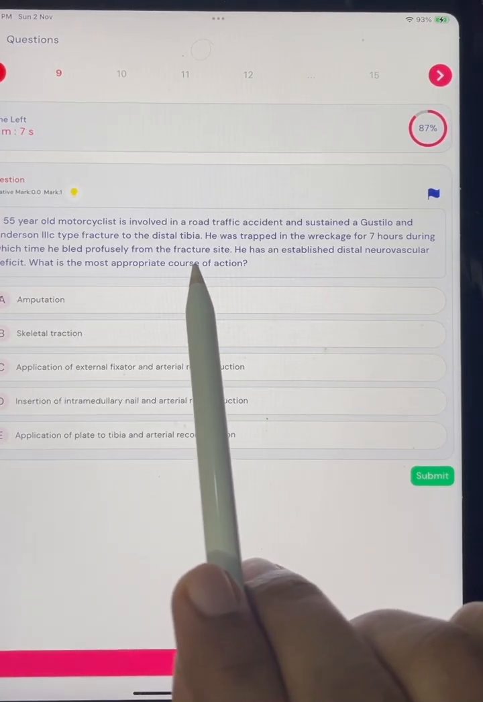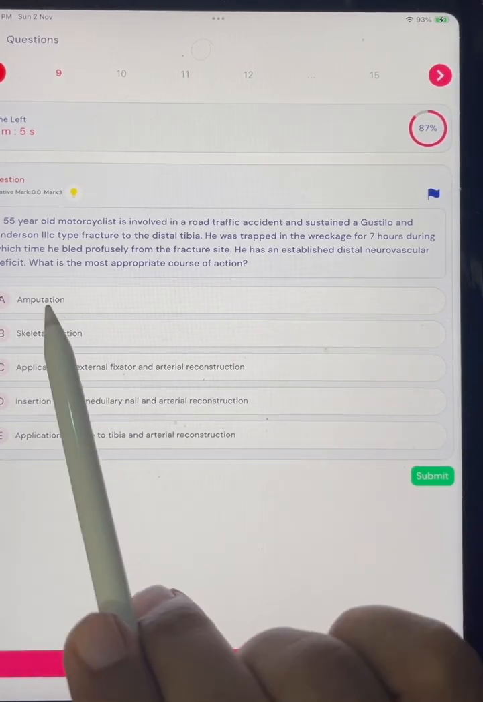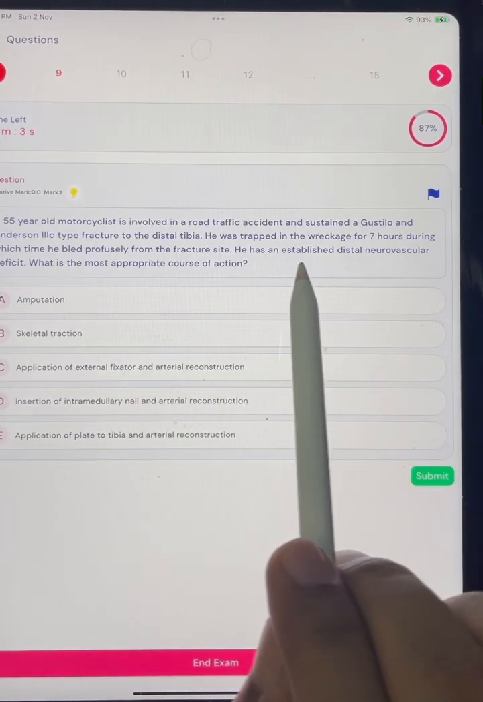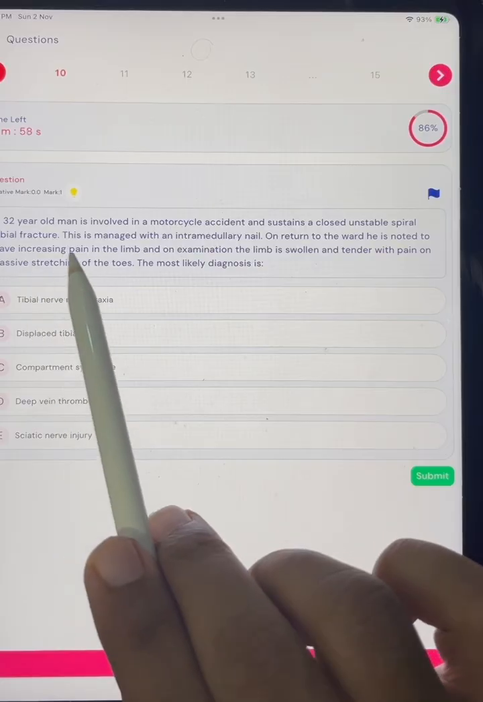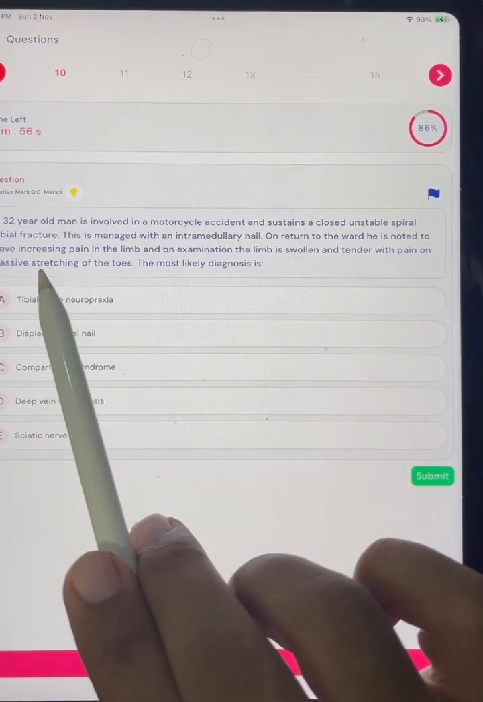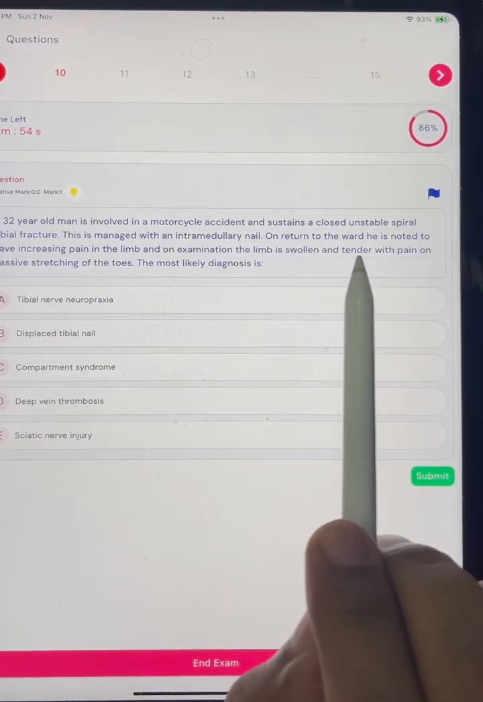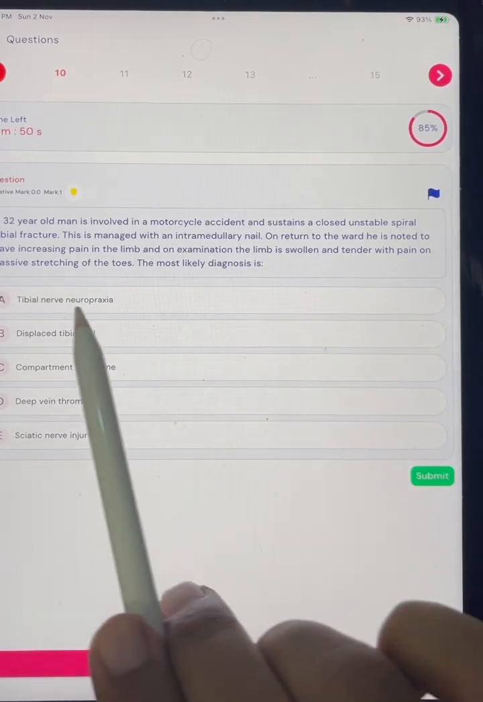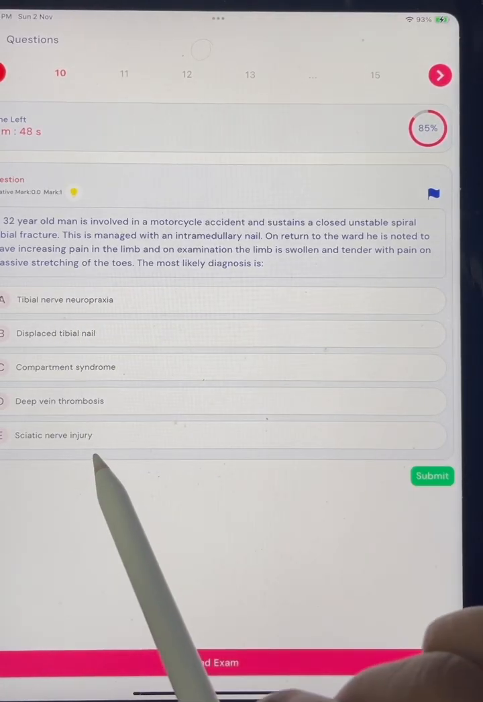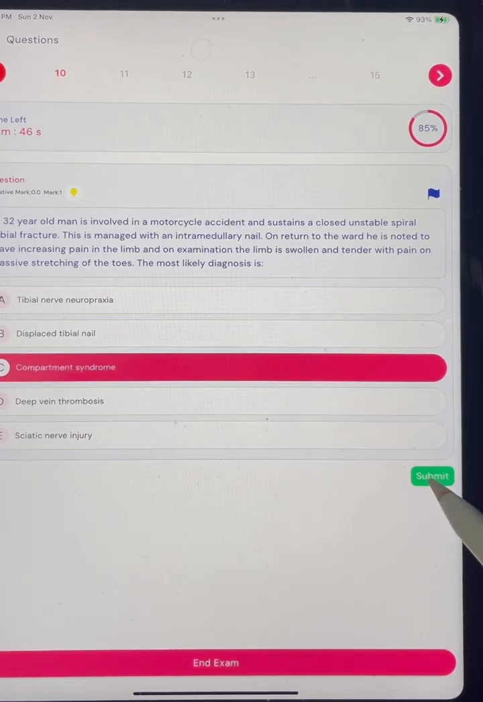A 55-year-old motorcyclist is involved in a road traffic accident and sustains a Gustilo-Anderson type 3C fracture. He is trapped for 7 hours. Amputation. A closed, unstable fracture managed with intermittent nailing, on return to the ward is noted to have increasing pain in the limb. The limb is swollen and tender, with pain on passive stretching of the hand. More likely compartment syndrome. Where is the compartment? Right.